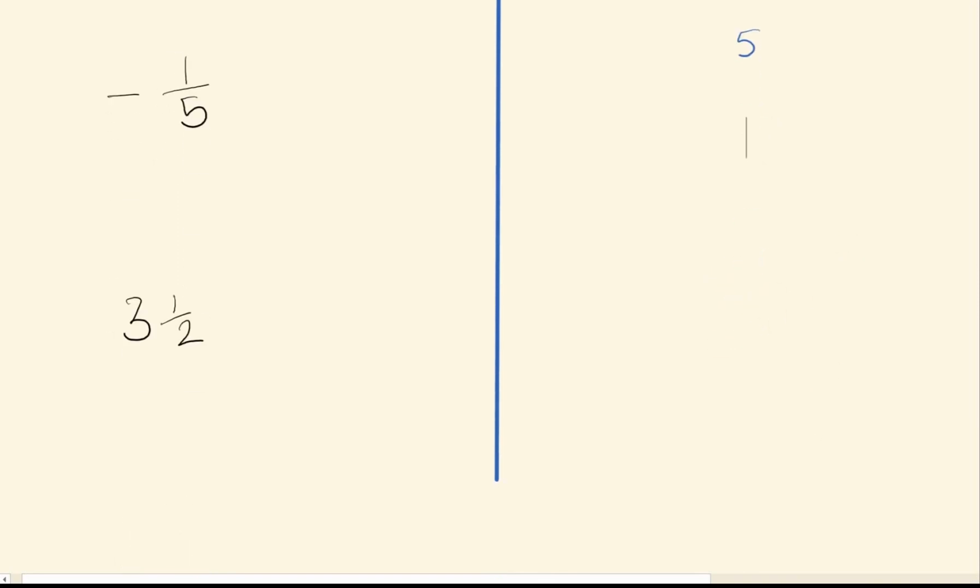And lastly, you might have a gradient of 3.5. In order to find the negative reciprocal of that, you must first write it as a top heavy fraction. So this is 7 over 2. Then flipping that and adding the minus gives me minus 2 over 7.